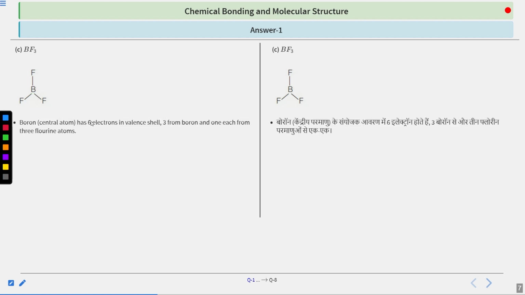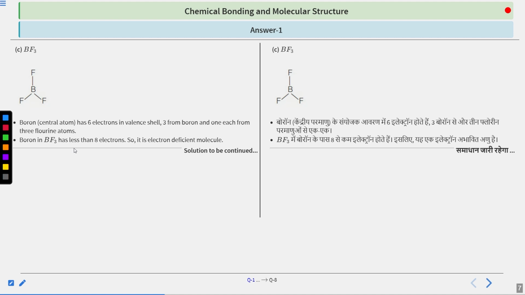So this one is hypovalent or electron deficient. Why? Because it is less than 8. This value 6 is less than 8, and 6 electrons are coming from 3 from boron and 1 each from fluorine atom. Okay, so therefore this is our answer, which is less than 8.